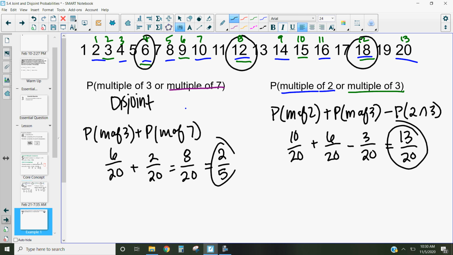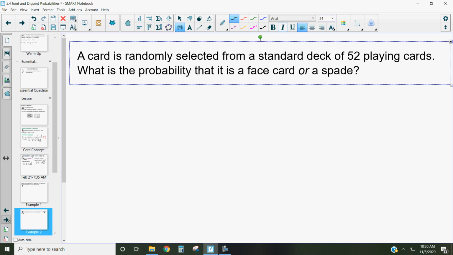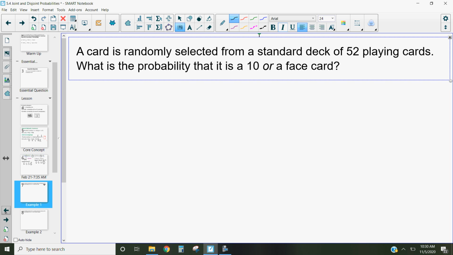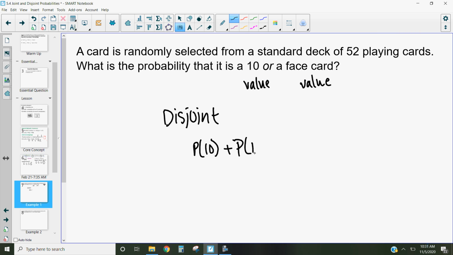Okay, so let's take a look at this next example here. In this case, a card is randomly selected from a standard deck of 52 playing cards. What's the probability that it's a 10 or a face card? Well, a 10 or a face card are all value cards. So what that means is if they're both value cards, there's no way they can overlap. So these are actually disjoint or mutually exclusive events. And those disjoint events mean that I can add those probabilities right together. So the probability of a 10 plus the probability of a face card.